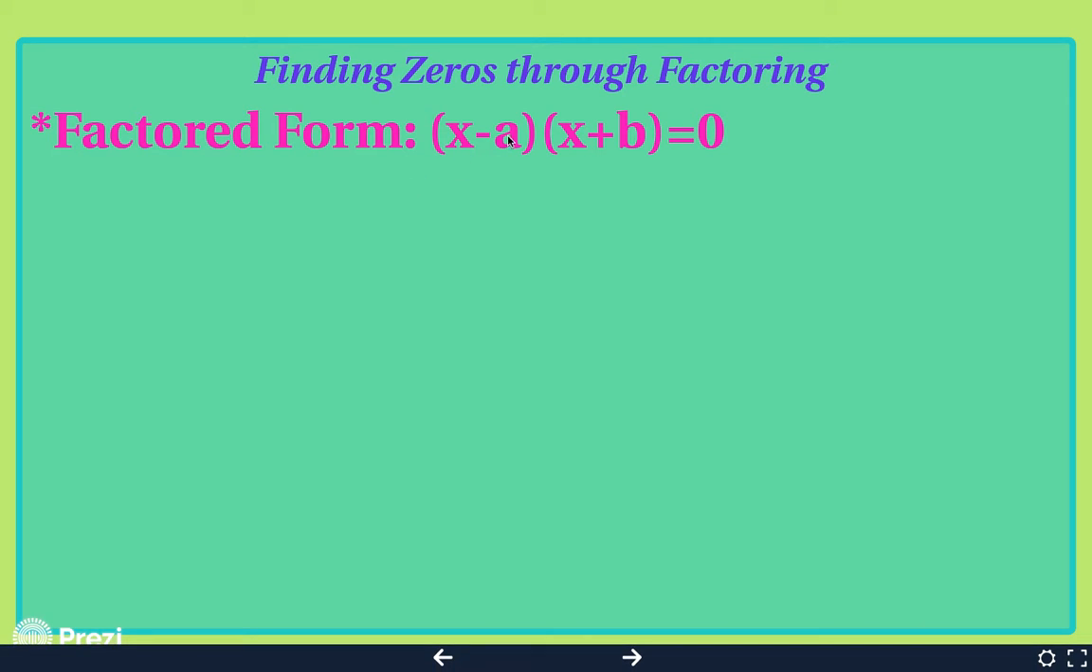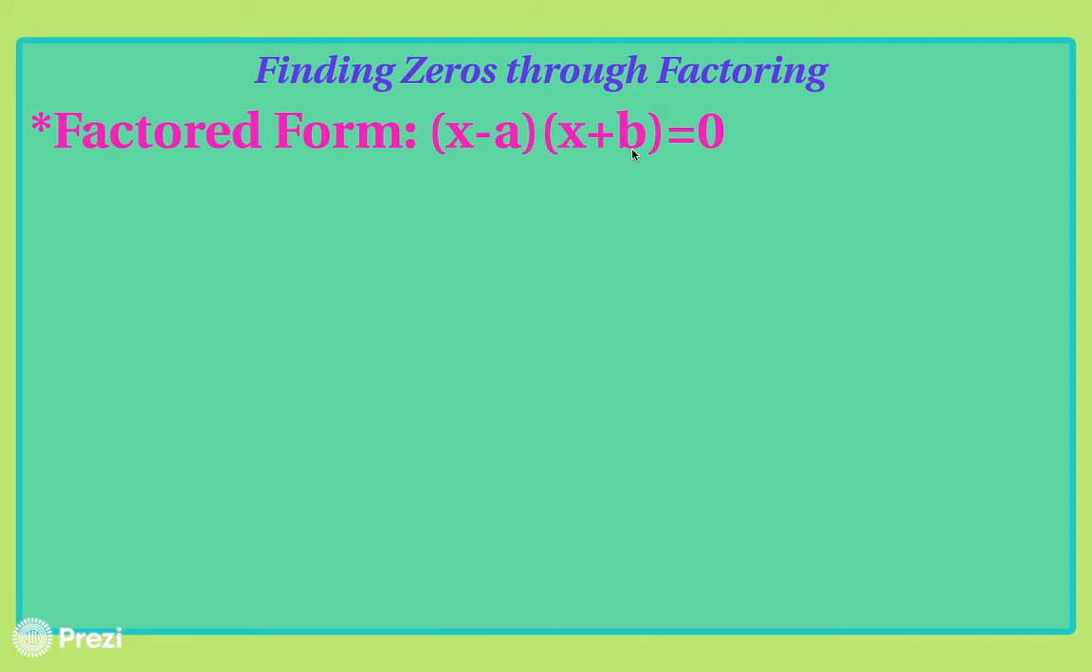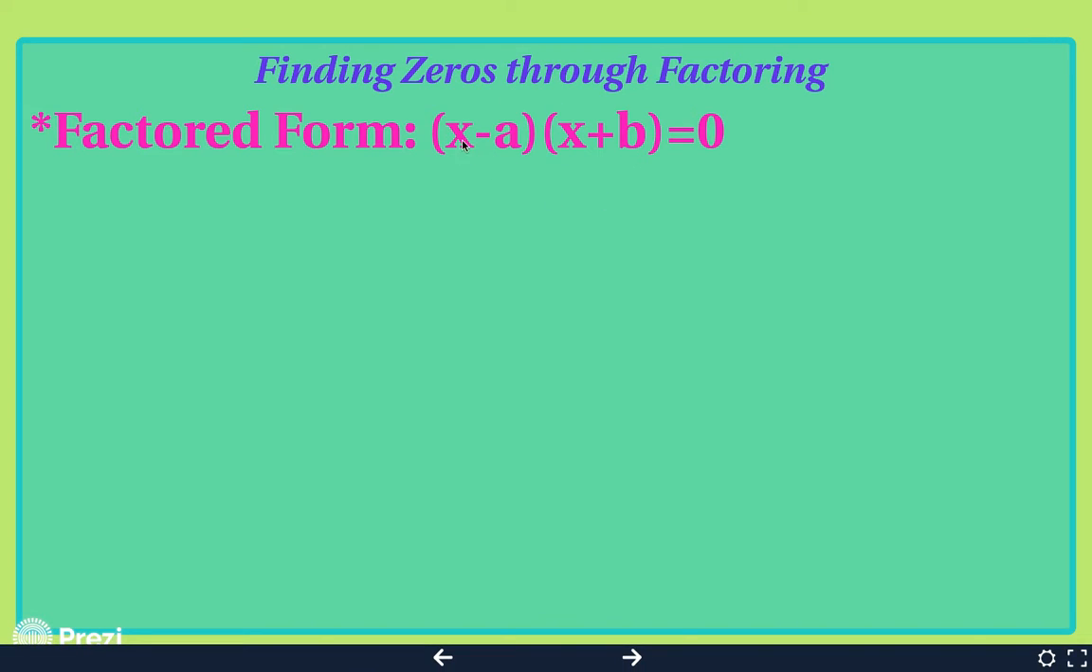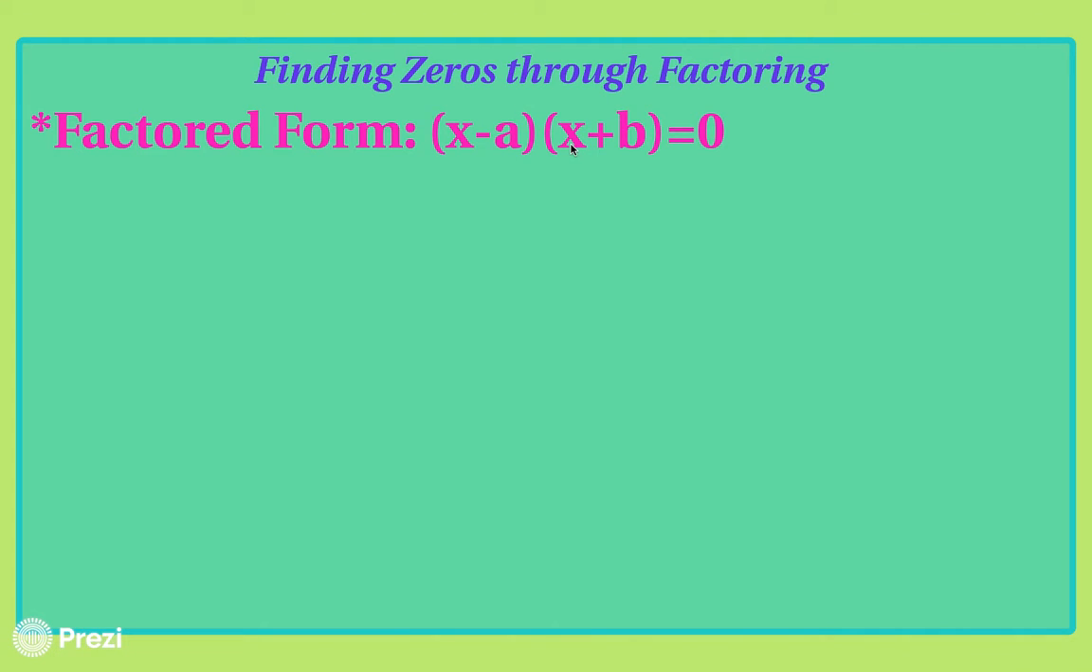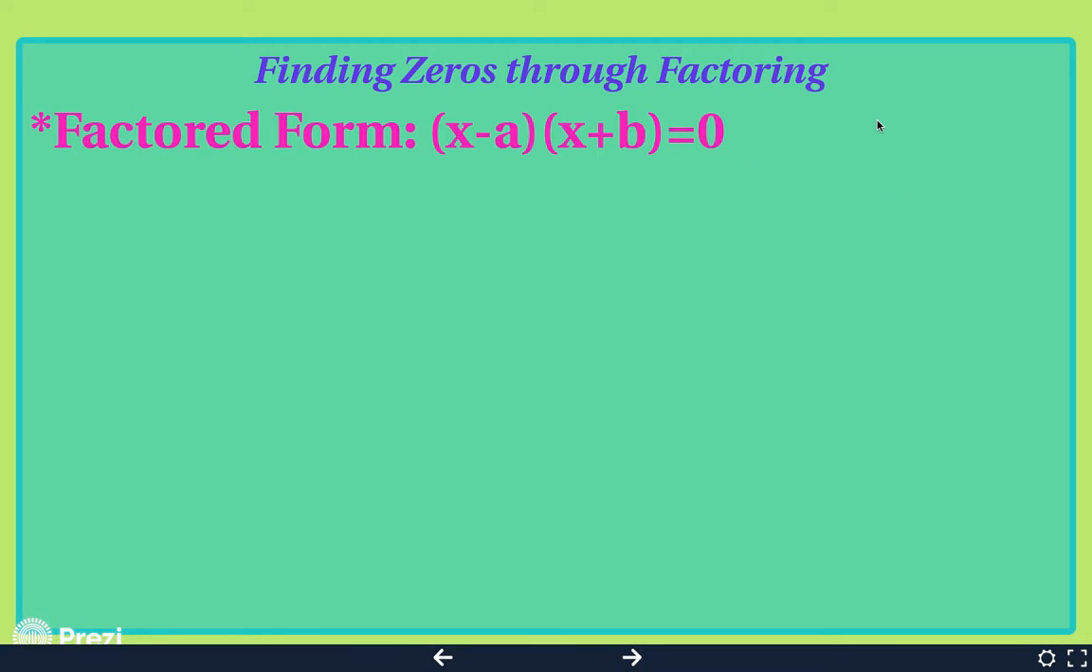Once we get into factored form, let's think about what a factor is. Factors are things that multiply to equal something else. So x minus a is multiplied by x plus b. This is the factored form of your polynomial. If I were to distribute all this back out, we'd end up in standard form. So factored form is another way to write your polynomial, which is pretty cool.